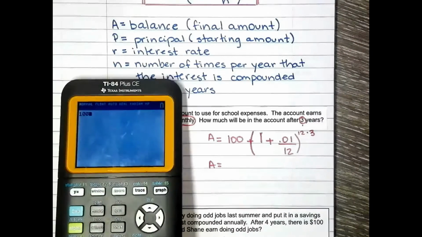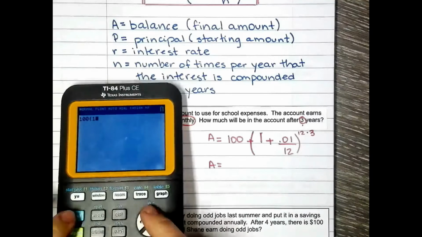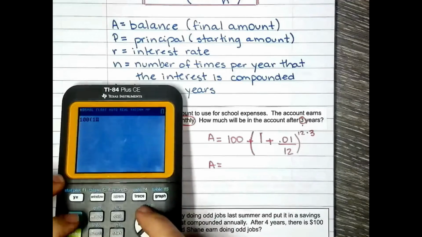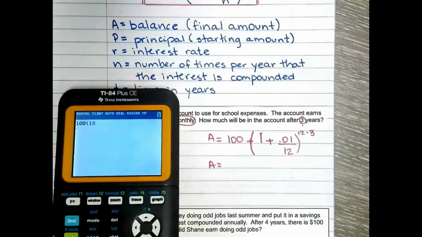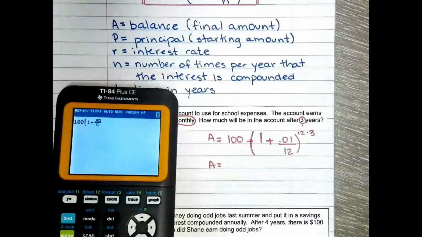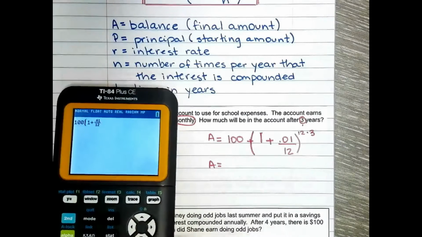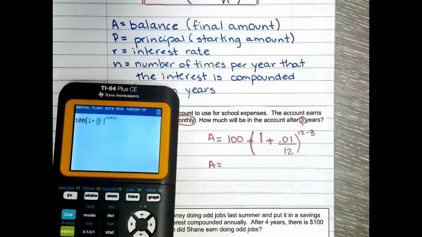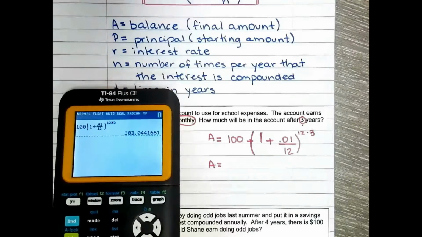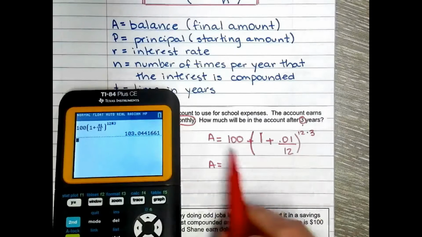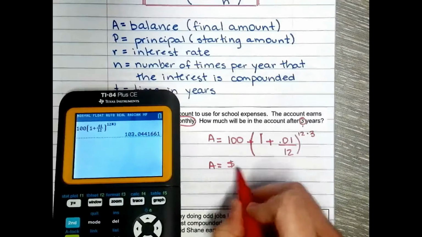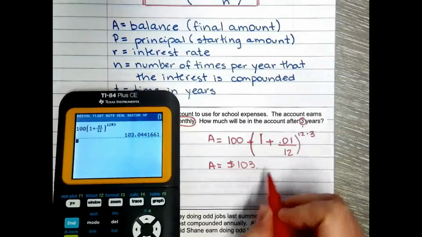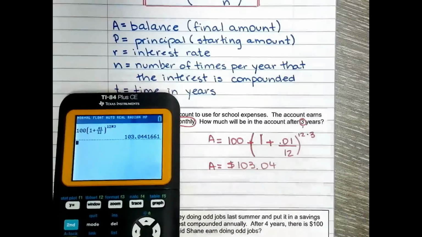So 100 times 1 plus 0.01 over 12, to the power of 12 times 3. Voila! So how much money will be in the account after 3 years? It will be $103.04.